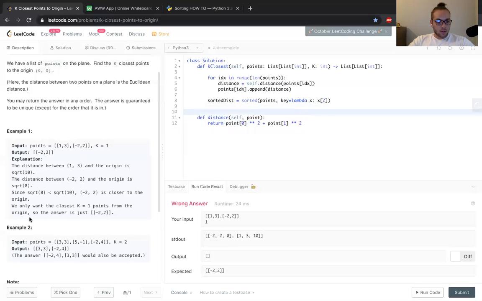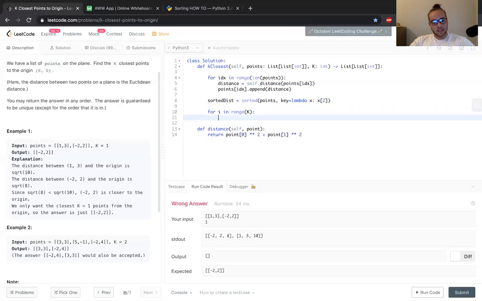So now we need to return. We only want the k closest points, right? So we have to make a new array for us to return stuff with, right? Because we have to put it in the format that they want us to return it in. We can't return like this. And we also need to return multiple things. We're gonna say for, let's say, i in range k. So how would we do this? So I'm looking at this right now, and we only want the k equals 2. So then how would I make this work, right?